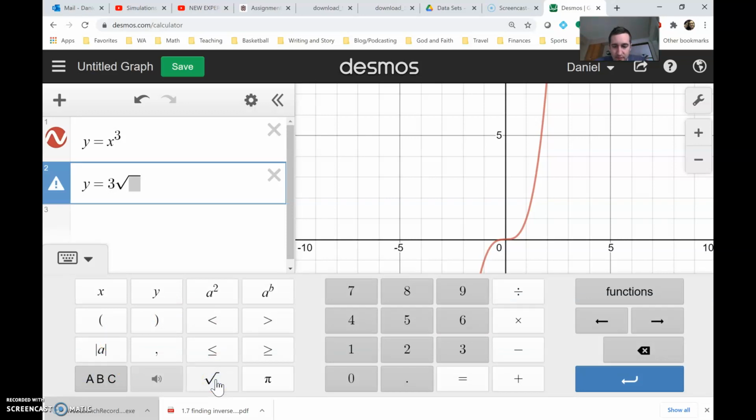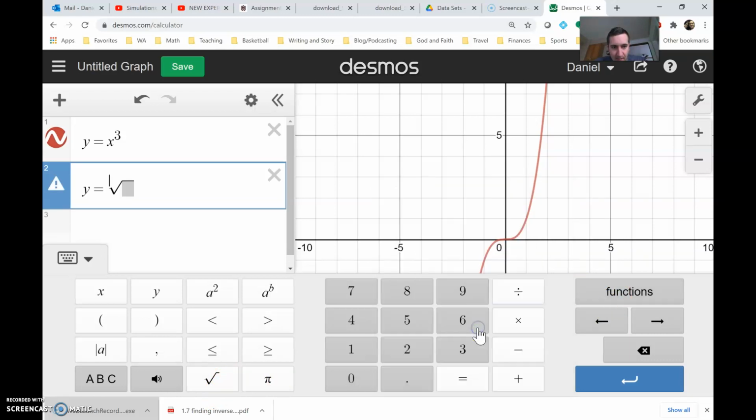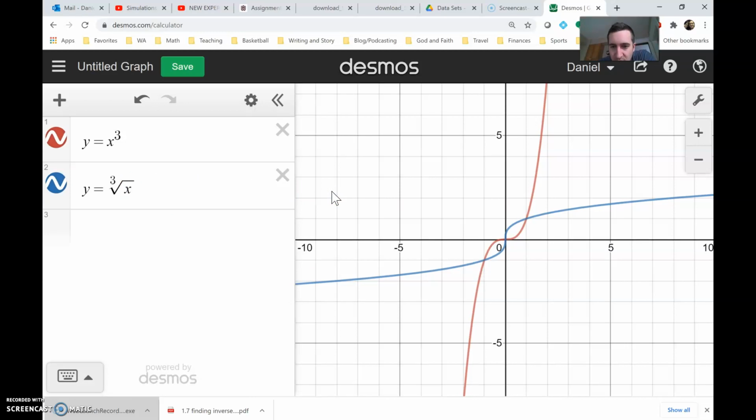How do I do cube root? I forgot. Come on. Maybe I can go in here. Aha. I'm a beast. Cube root of x.